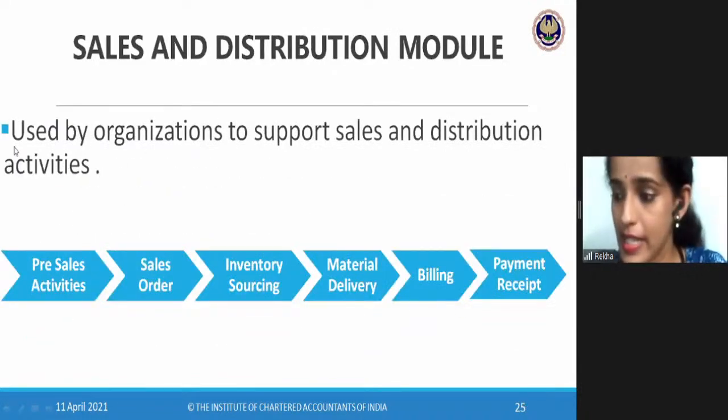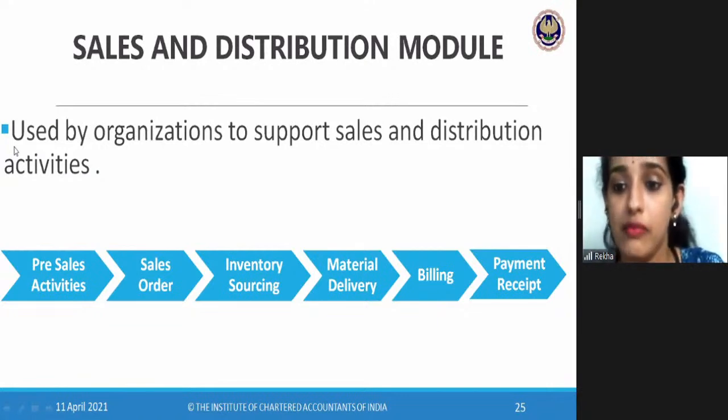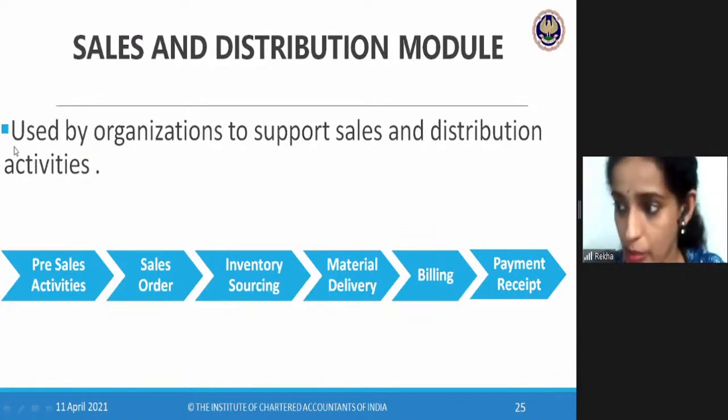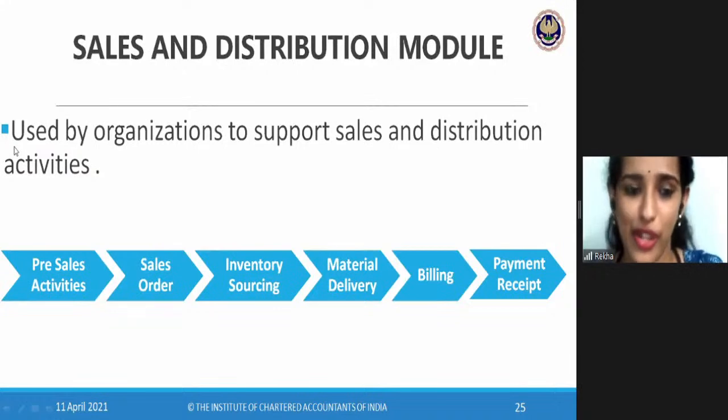Next is your sales and distribution module. Now, what is important here is the total flow, or what is the total process involved, is very, very important as far as your sales and distribution module is concerned. More than the features, it is a process. Now, for a sales and distribution module, what is meant by pre-sales activity?